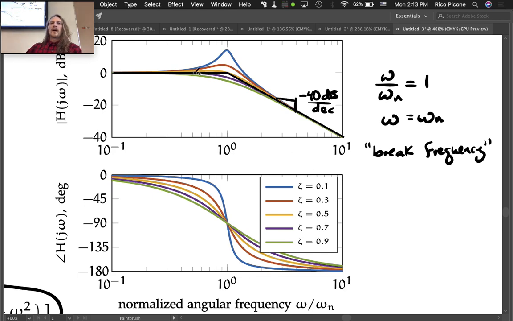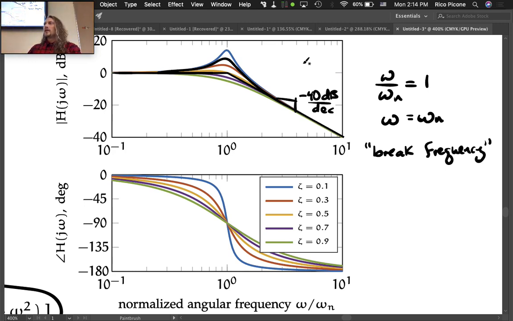So when I go to refine my sketch from the straight line, I will go between the blue line and the burnt orange line, and I'll say, okay, the actual plot looks something like that. And that'll be my refined sketch. Great. So that's our magnitude of the second order complex conjugate pole pair.